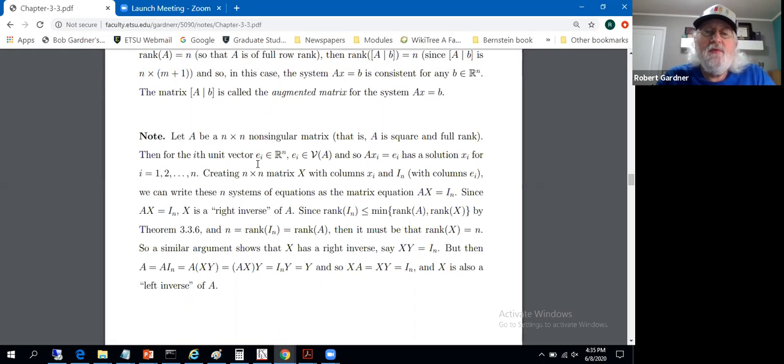For the ith unit vector, E sub I, the standard basis vector from Rn, we get E sub I in the column space of A. Hey, A is full rank, so the dimension of the column space is n. So the column space must actually be Rn. A is full rank. Rank is n. We're looking at an n by n matrix. So say the row space is equal to Rn, or the column space is equal to Rn. Square matrices, the books balance nice and evenly like that.